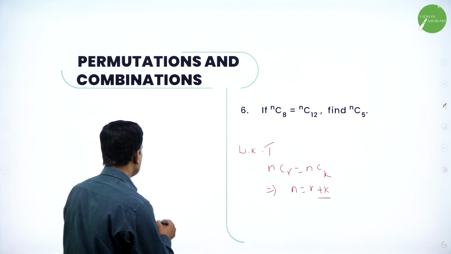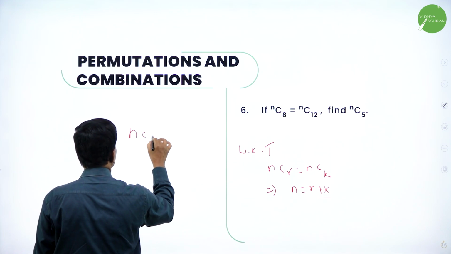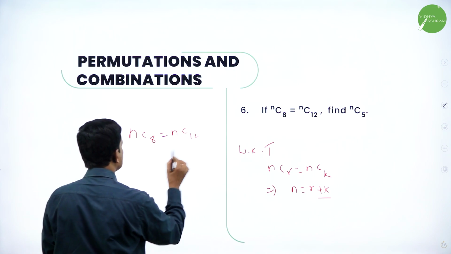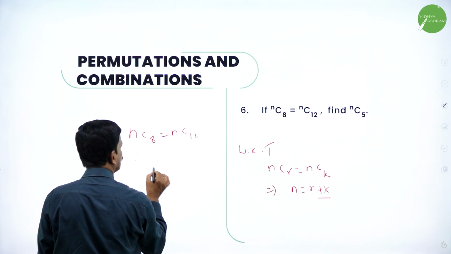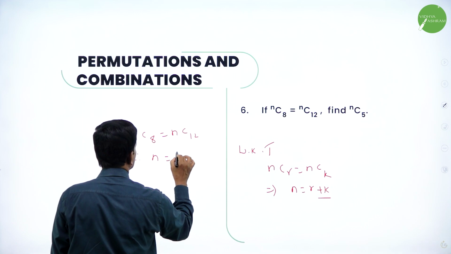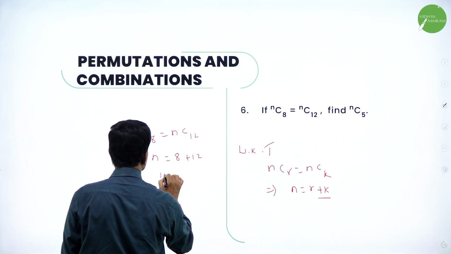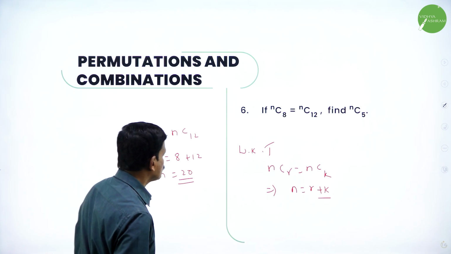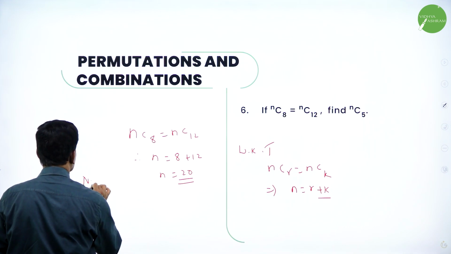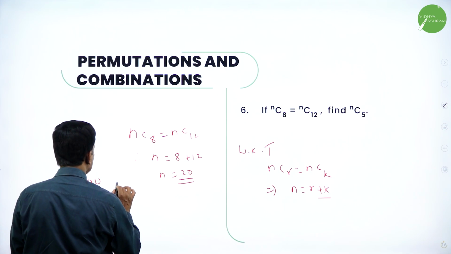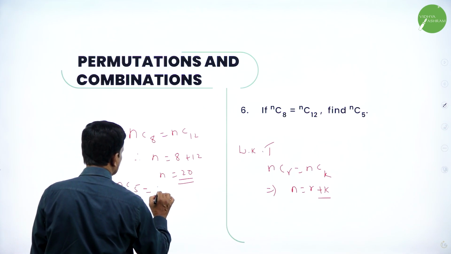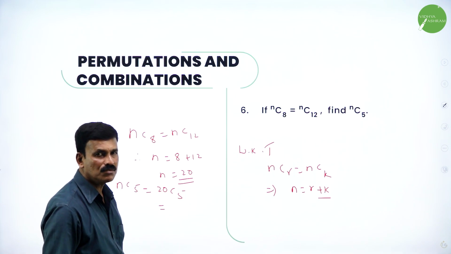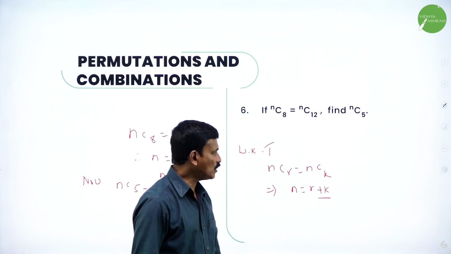Now what is the problem given here? nC8 is equal to nC12. So nCr is equal to nCk means therefore the value of n is equal to 8 plus 12, that is n is equal to 20. Now what is to find is nC5, that means 20C5. Simplify this. You know how to simplify this.